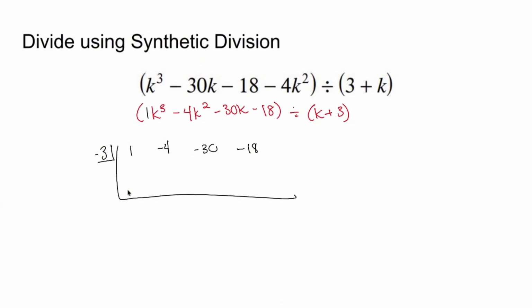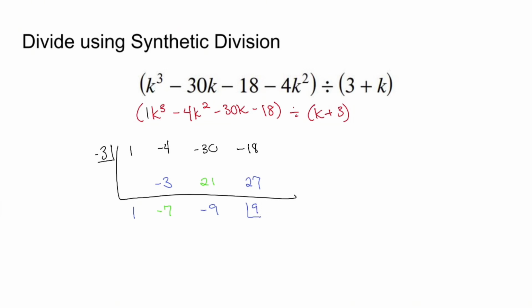Drop down the 1. So synthetic division, the first step is to always drop down the first number, so drop down the 1. Take that 1, multiply it to your root, and put that directly underneath the next number. Take these two numbers and add them. Negative 7, repeat the process. Negative 7 times negative 3 is positive 21. Negative 30 plus 21 is going to be negative 9. Negative 9 times negative 3 is 27. Negative 18 plus 27 gives me a remainder of positive 9.